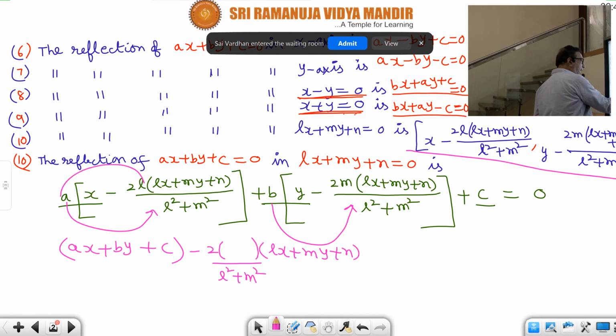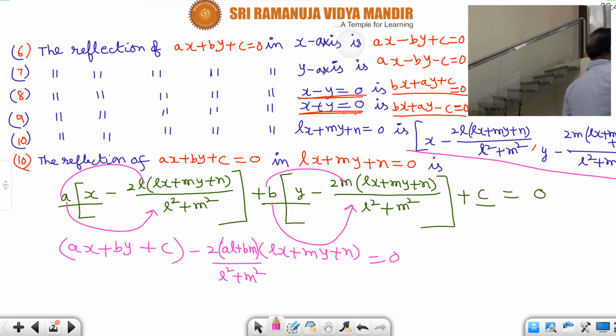AL plus BM, not L plus M. AL plus BM. AL plus BM. So, this is the final formula. This is the final formula. AL plus BM.